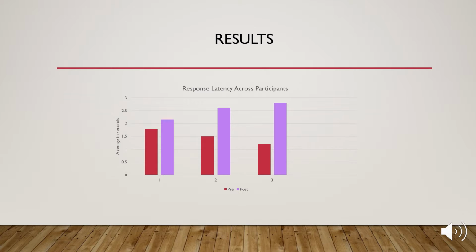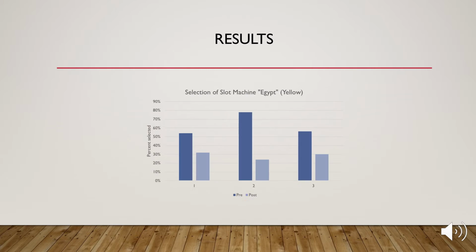The results showed that for the response latency across participants, all 3 of them in the pre-training phase actually pressed the button faster than they did after the post-training phase. Also, the results showed the selection of the slot machine Egypt, which was the yellow one, which was the one that we paired those negative words with. This is what we wanted to see. We wanted to see that the yellow machine, or the Treasures of Egypt, would decrease post-training.